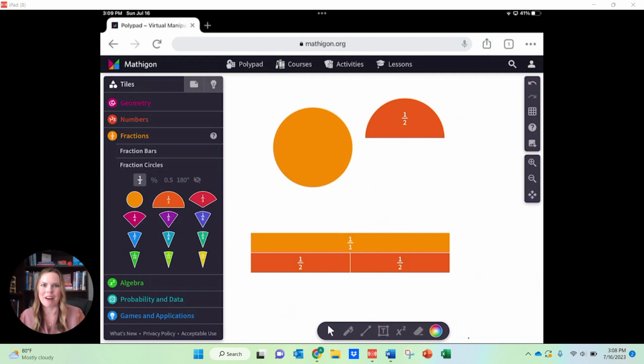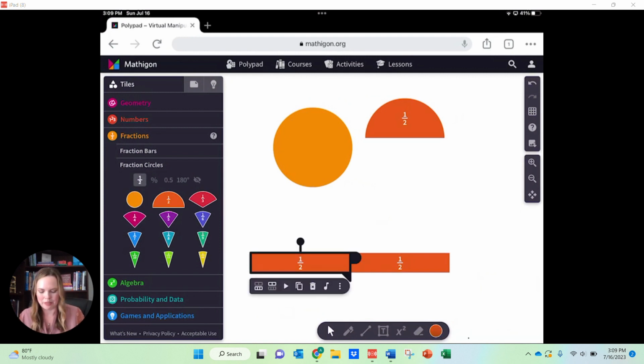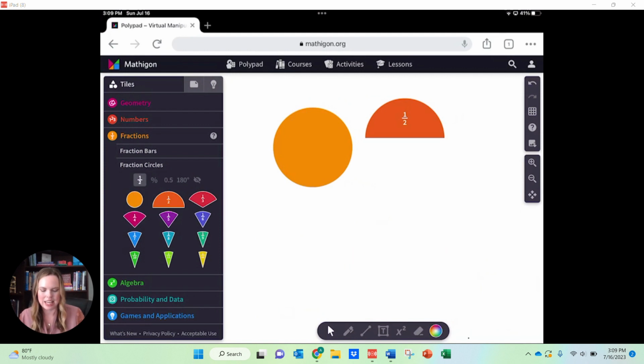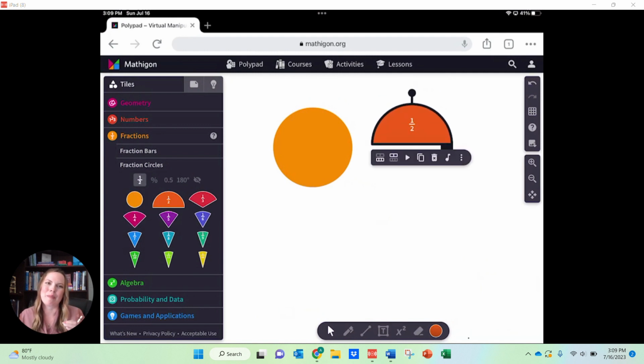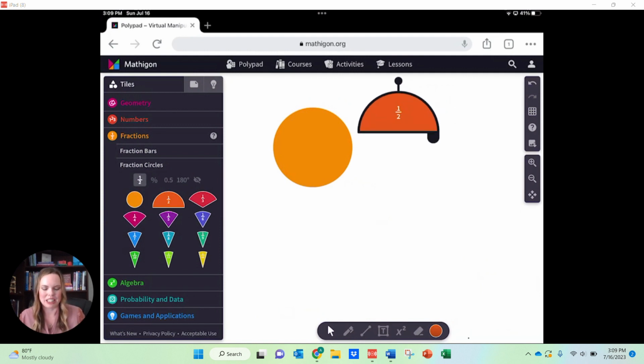Let's talk a little bit about what a fraction is and how it's represented through Polypad. The fraction has two parts: the numerator, which is the top number, and the denominator, which is the bottom number. The numerator represents how many pieces are in that fraction, and you can see there's one piece here, and the denominator represents how many pieces of that size it takes to fill the whole. Because this is a 2 on the bottom, that means that 2 pieces would complete the whole.